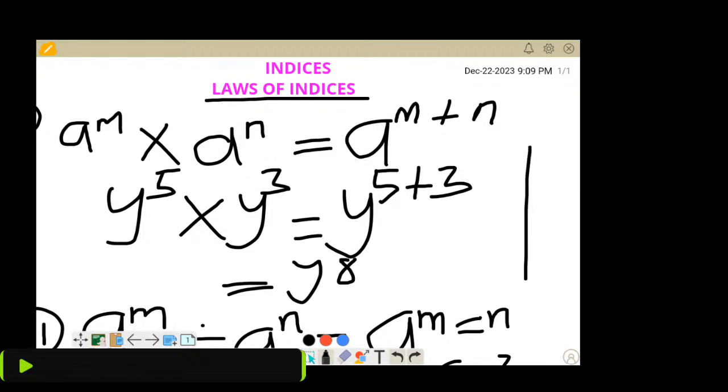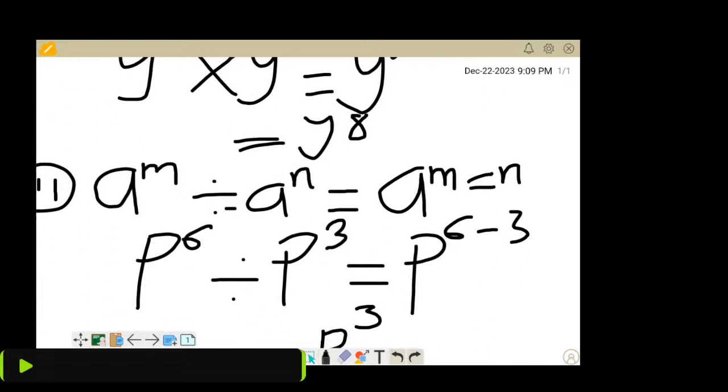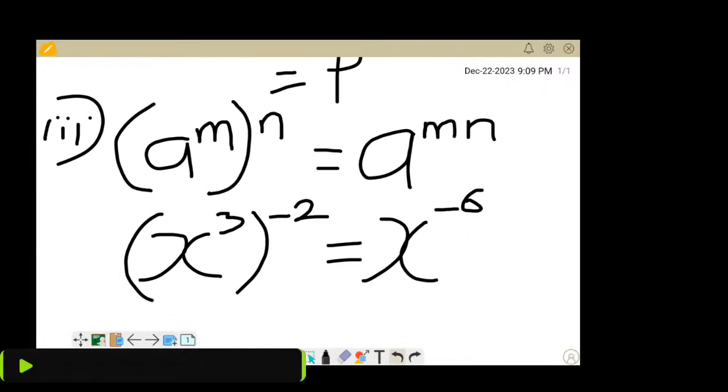Okay, and the third one, we have a raised to power m in a bracket raised to power n. That is, we can as well multiply power when we have one in the bracket and the other one outside the bracket. That is what just happened here. Okay, now we still have some other laws that we'll consider before going straight to examples.